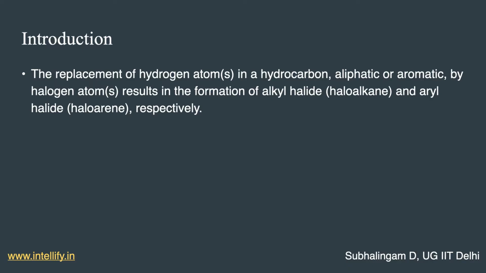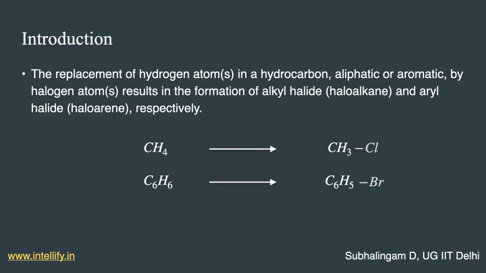So let's see some examples. We have methane. I remove a hydrogen and replace it with chlorine. So the thing on my right is an example of a haloalkane. Now I take benzene. I replace one hydrogen atom with a halogen, again chlorine. Okay, let's take bromine in this case. So the thing on my right is a haloarene.